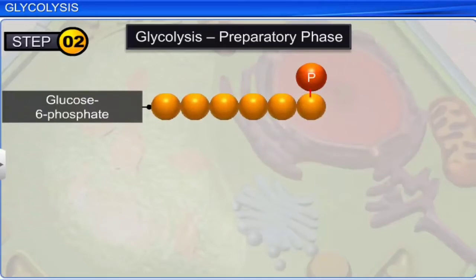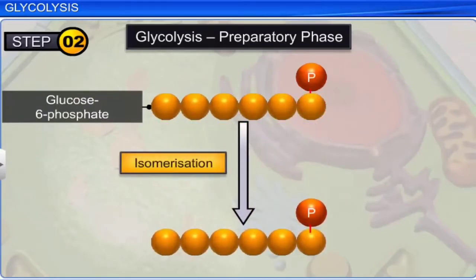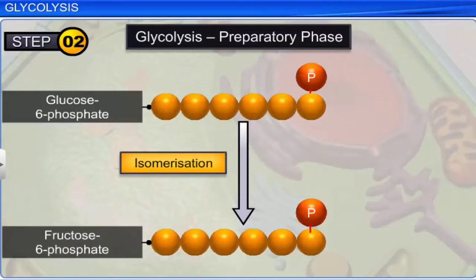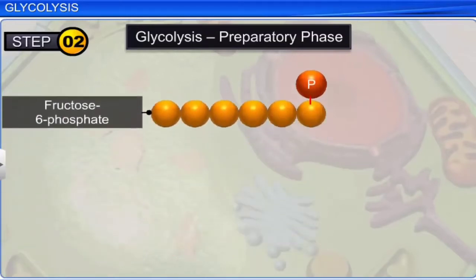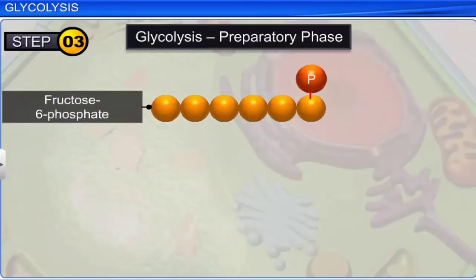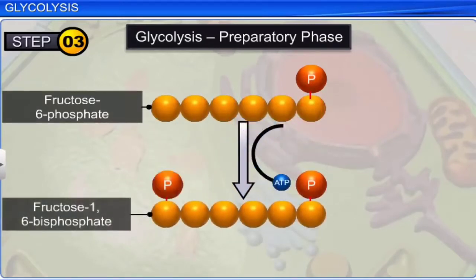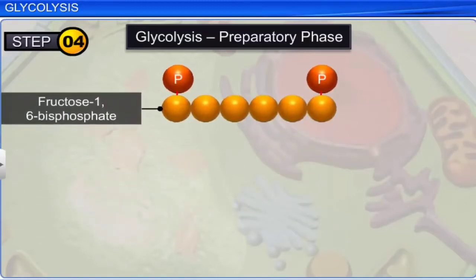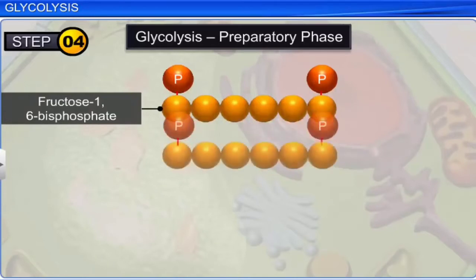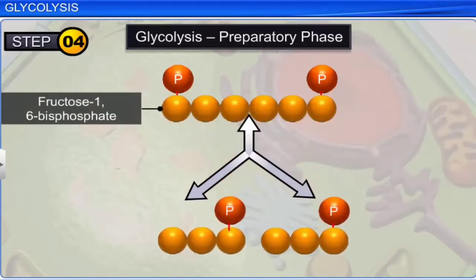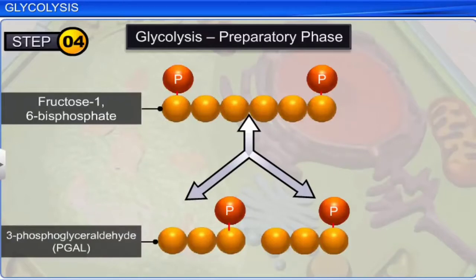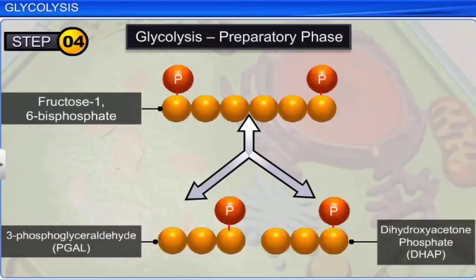Glucose 6-phosphate thus formed isomerizes to form fructose 6-phosphate. Fructose 6-phosphate is then phosphorylated using ATP to form fructose 1,6-biphosphate. The fructose 1,6-biphosphate splits into 2 molecules of 3-carbon 3-phosphoglyceraldehyde or PGAL and dihydroxyacetone phosphate or DHAP.